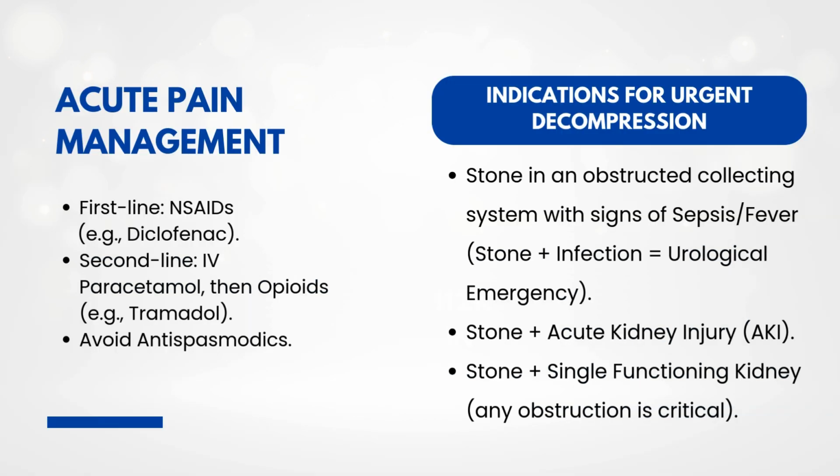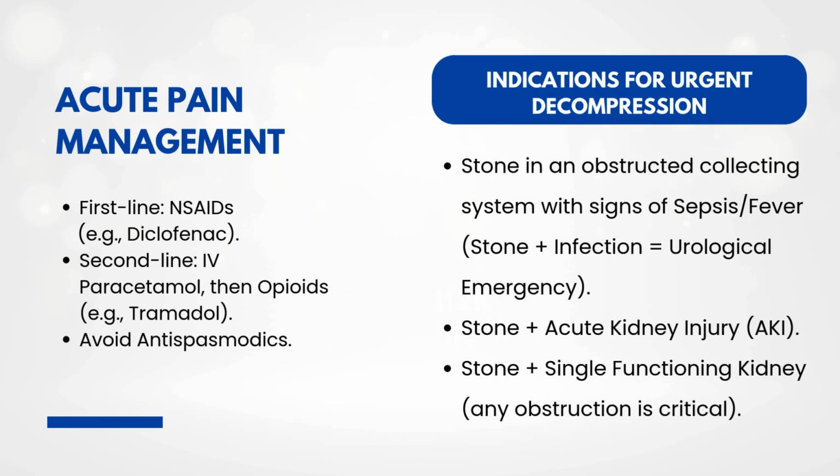When managing the acute pain of renal colic, the first-line treatment is nonsteroidal anti-inflammatory drugs, or NSAIDs, such as diclofenac, which can be given orally, rectally, or parenterally. NSAIDs are generally considered the first line for ureteric colic. If NSAIDs are contraindicated or ineffective, intravenous paracetamol can be given. If still ineffective or contraindicated, opioids such as tramadol can be used. It is important to note that antispasmodics should generally not be offered.